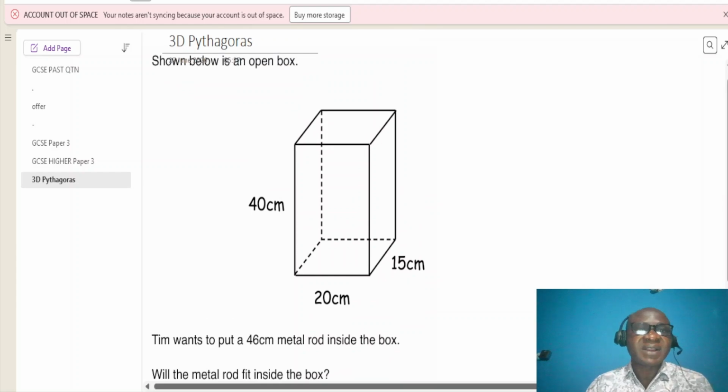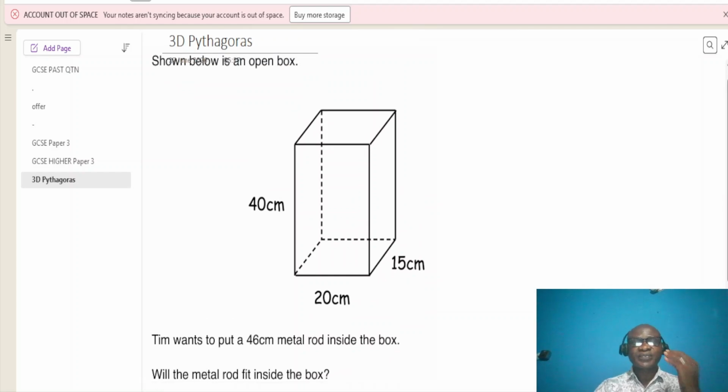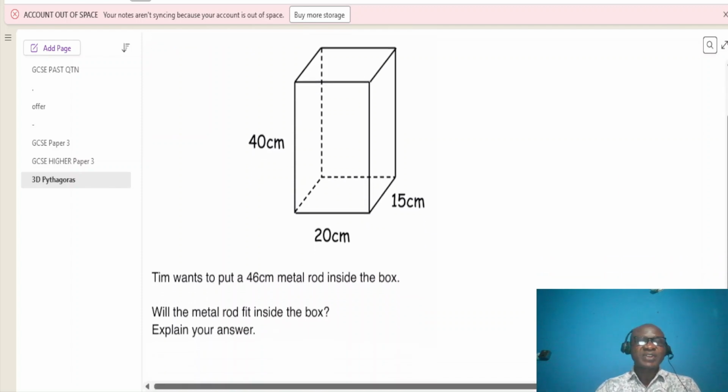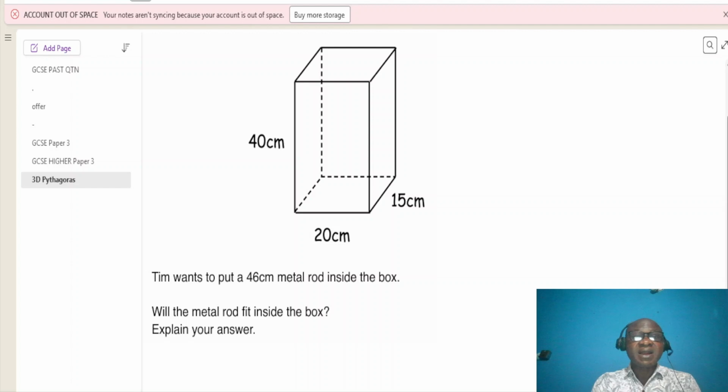Okay, 3D Pythagoras. Shown below is an open box, and the box is given to us with its dimensions in centimeters. Now, Tim wants to put a 46 cm metal rod inside the box. Will the metal rod fit inside the box? Explain your answers.